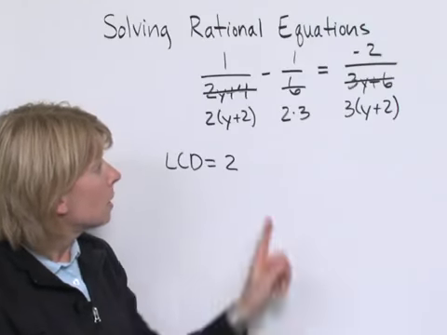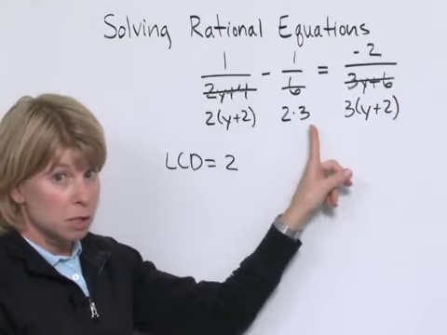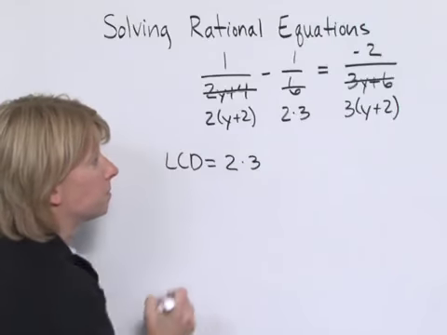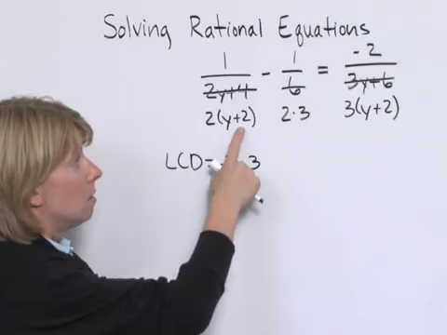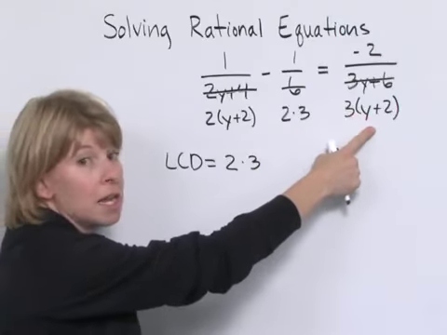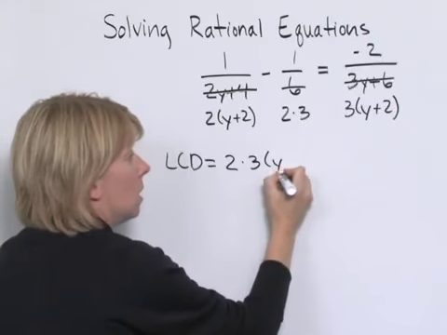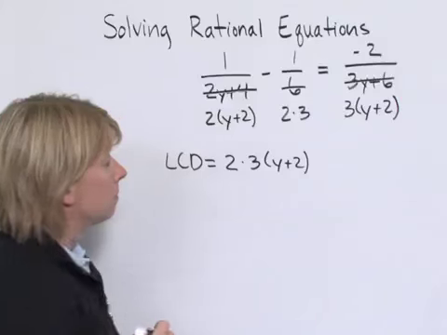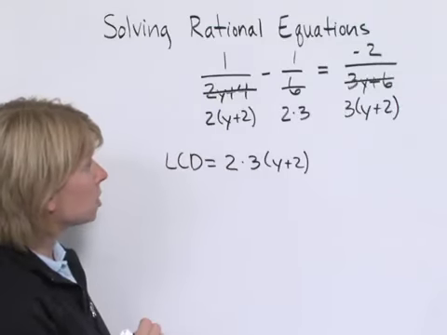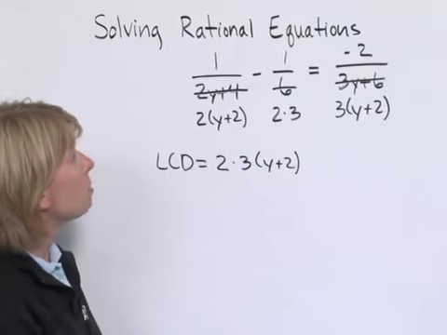For the 3, I've got no factors here, one here, and again, the most number of times I see it is just once in any one denominator. Same goes for the y plus 2. I've got one factor here, none here, one here. The most number of times I see it is once in any one denominator. So our LCD is 2 times 3 times y plus 2. Now that I've found the LCD, I'm going to multiply both sides of the equation by it.